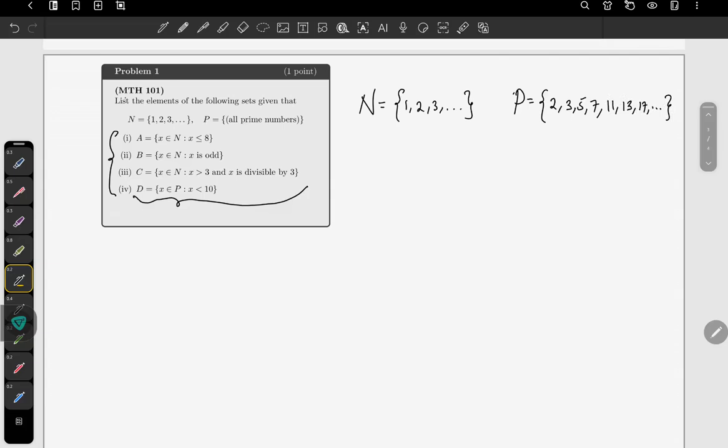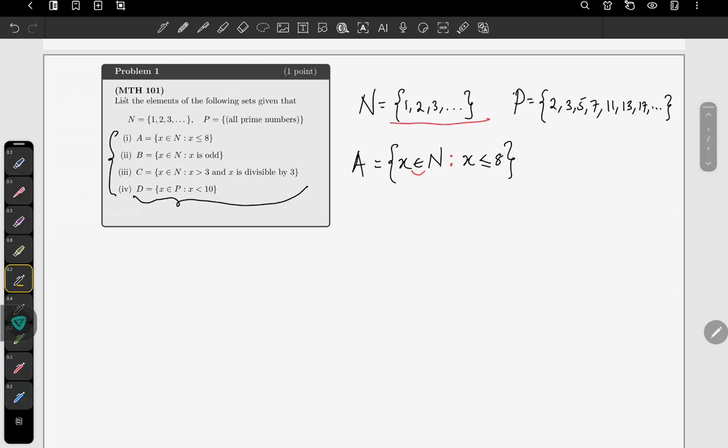The next thing is to understand the description given to us in set builder notation. The first one: A is the set of elements of N. This symbol here represents "element of", so everything in A belongs to the set N. Then the colon represents "such that", so we have elements of N such that x is less than or equal to 8. It's a simple description.